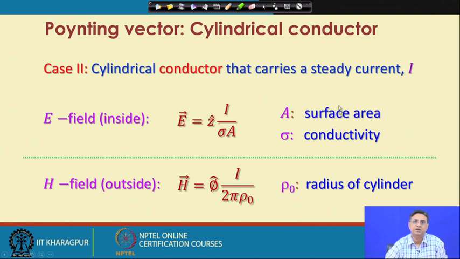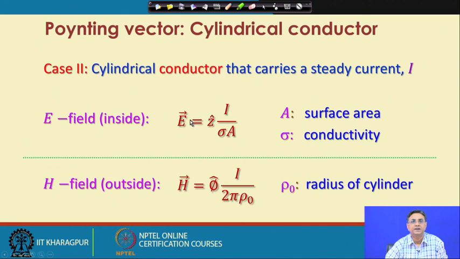In place of J we have written I by A, where A is the surface area and sigma is the conductivity of the conductor. The magnetic field outside this conductor can be represented by H equal to phi cap I by 2 pi rho. So, z and phi are mutually orthogonal. z is along the axis of the conductor, phi is in the azimuth.